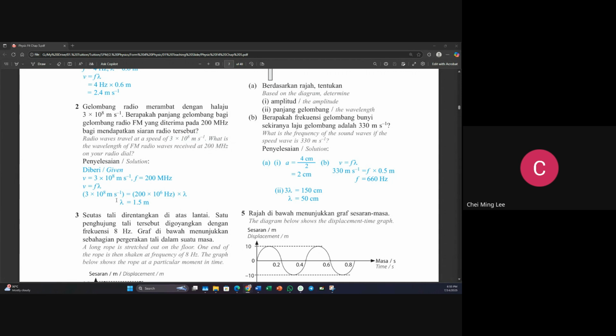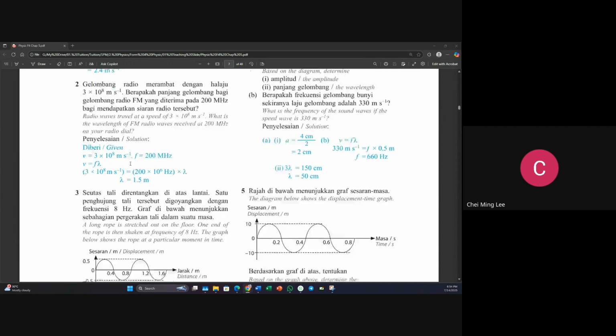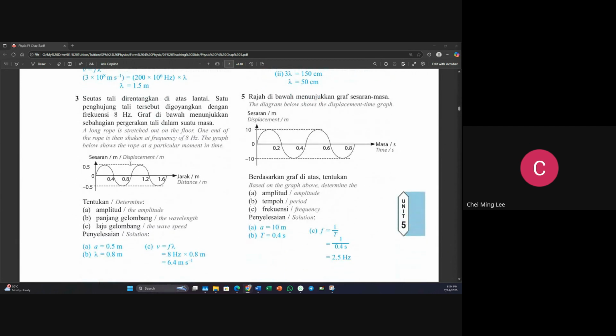So lambda is equal to 1.5 meters. Now for number 3, a long rope is stretched out on the floor. One end of the rope is shaken at a frequency of 8 Hertz. The graph below shows the rope at a particular moment in time. He wants you to determine the amplitude. The amplitude here is 0.5 meter.